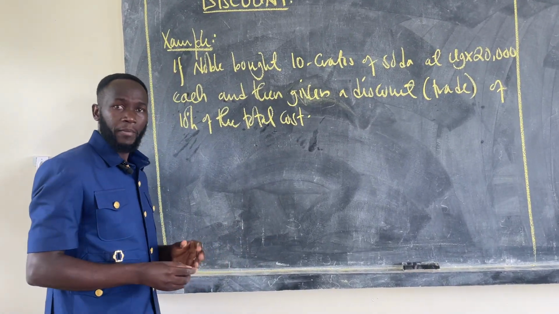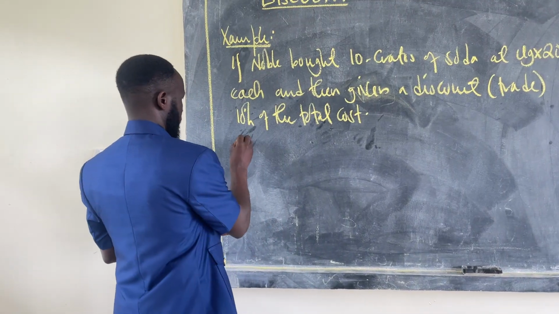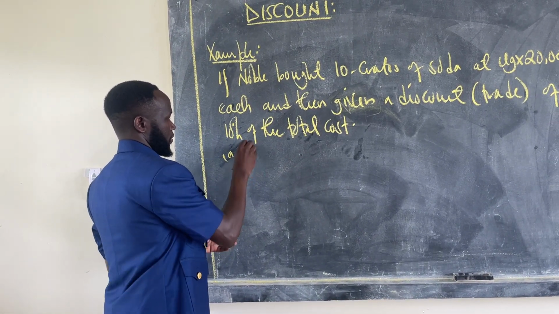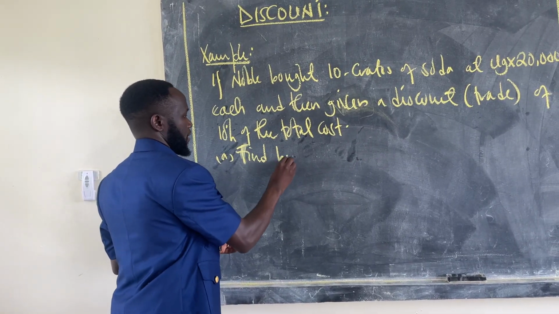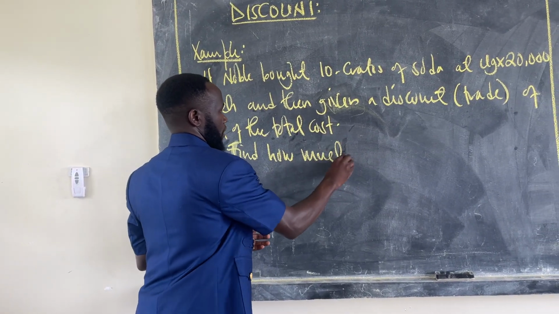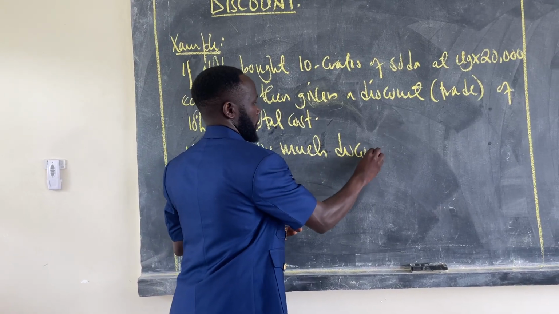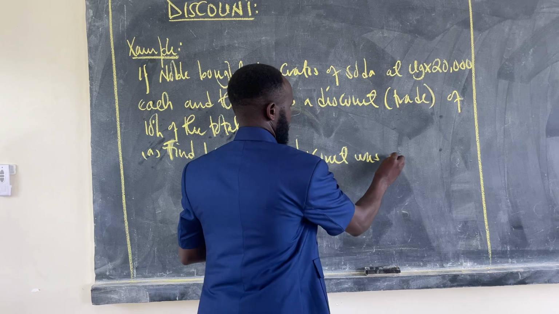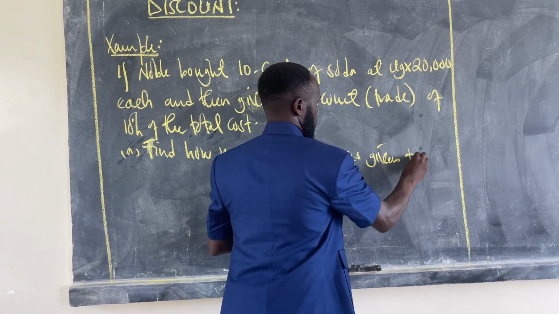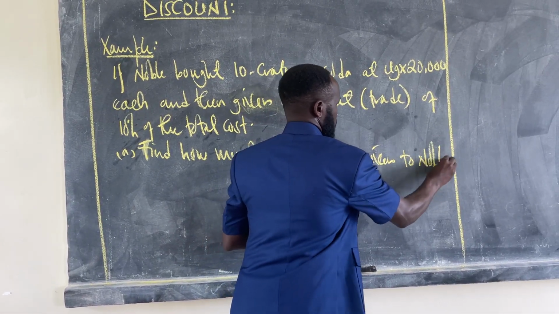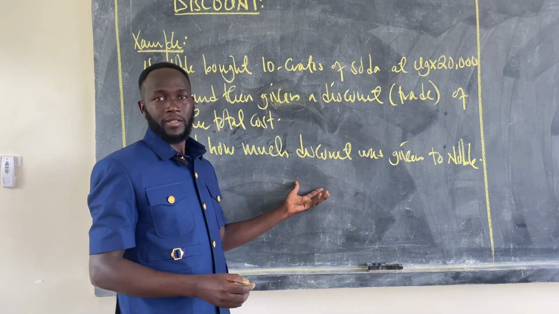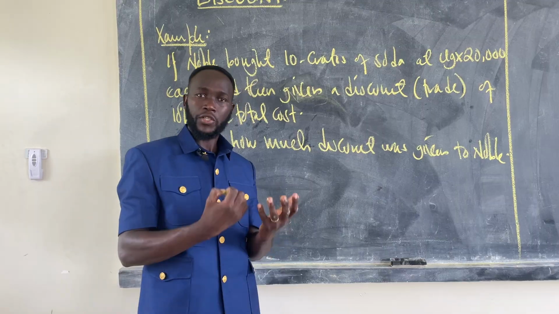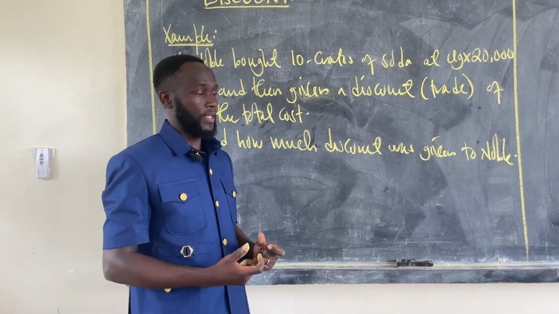Now, someone will ask you a question and say, part A, find or calculate how much discount Noble was given. Here they want you to calculate and find how much Noble received as a reduction from the original cost of this soda.